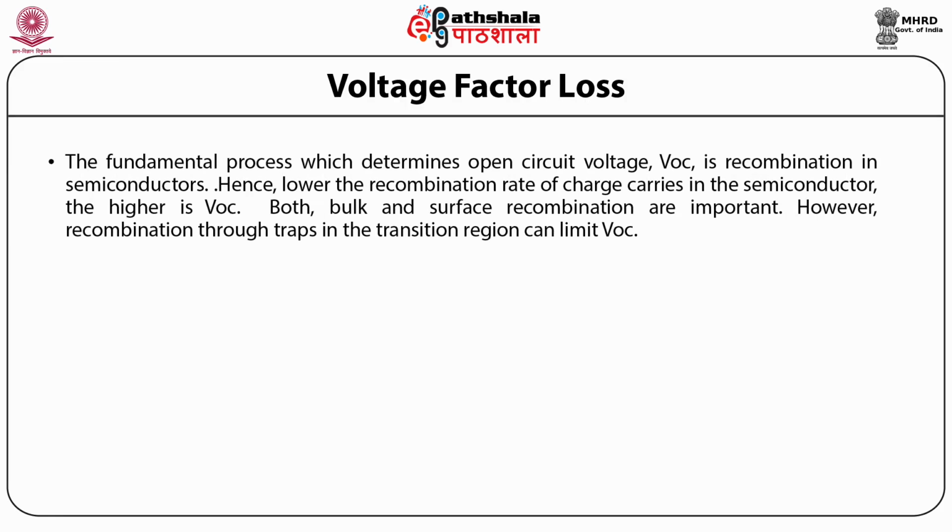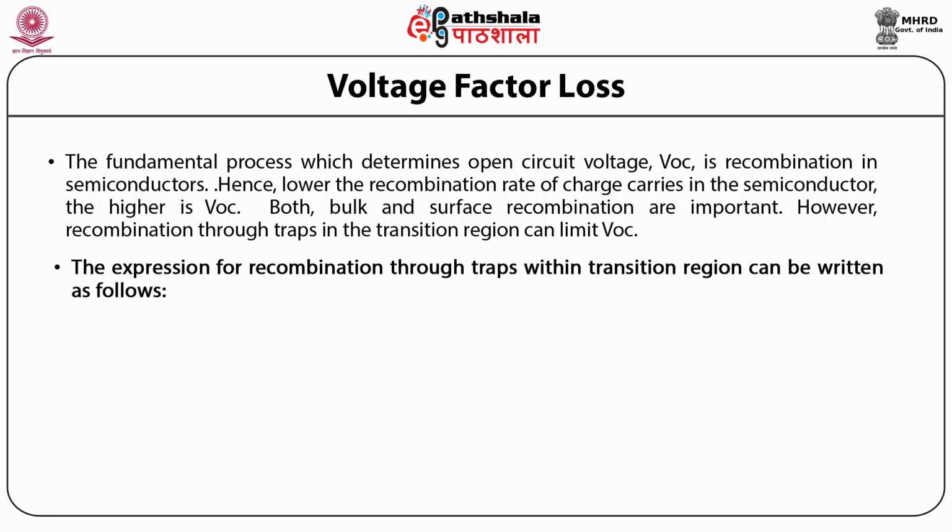The fundamental process which determines the open circuit voltage VOC is the recombination in semiconductors. Hence, the lower the recombination rate of charge carriers in the semiconductor, the higher is VOC. Both the bulk and the surface recombination are important. However, recombination through traps in the transition region can limit the VOC.